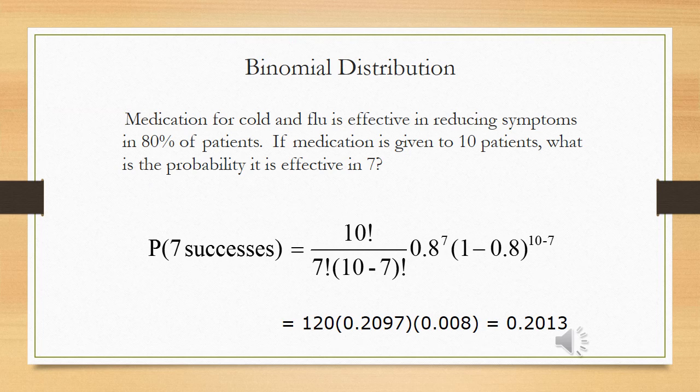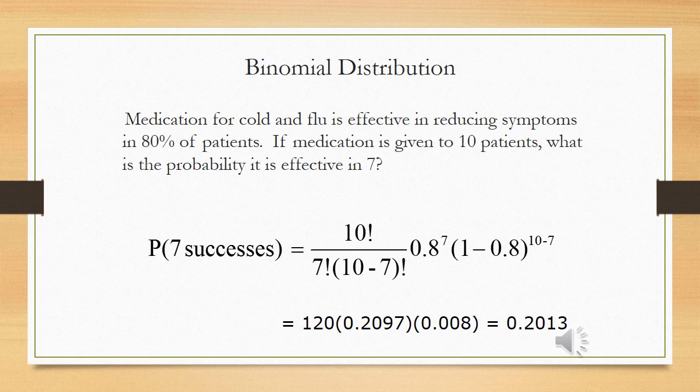Here's an example of a binomial distribution. Medication for cold and flu is effective in reducing symptoms in 80% of patients. If medication is given to 10 patients, what is the probability it is effective in 7? Here, it's important that we know what we've been given. Looking at the formula from the last slide, the successes here are 7. So x here is 7.